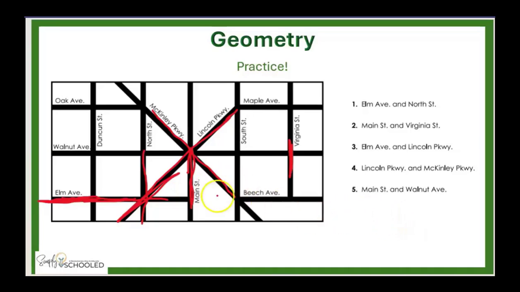And then Main Street and Walnut. So this is Main Street and this is Walnut. And of course, it's coming right together as a perfect T, so it would be perpendicular as well. So look around you. See if you can identify perpendicular lines, intersecting lines, or parallel lines in your everyday environment.